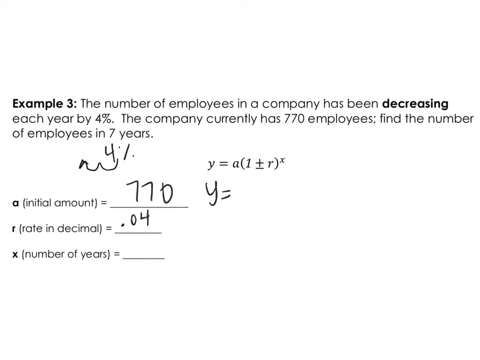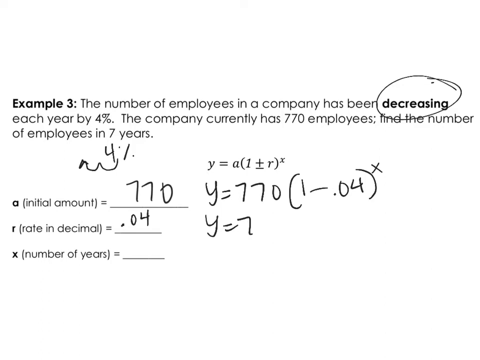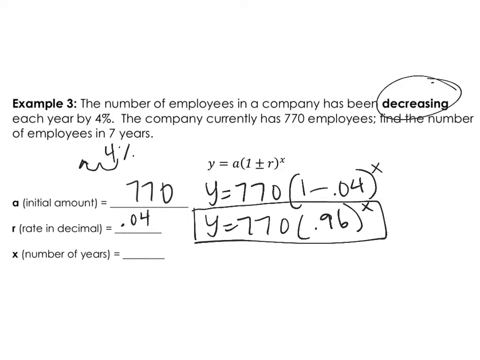So our equation is y equals that 770 and 1, I need to use a minus because we just said we were decreasing by that percentage rate of 0.04 to the x power. Now, if I combine my like terms inside that parentheses, I have 1 minus 0.04. If I plug that in my calculator, I get 0.96. So here's my equation that works for any situation. But in ours, we were asked what happens in 7 years. So let's plug that in to our equation and see what happens in 7 years.